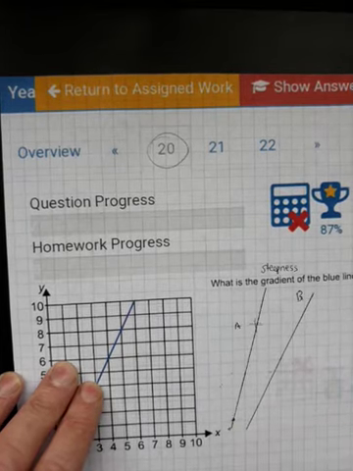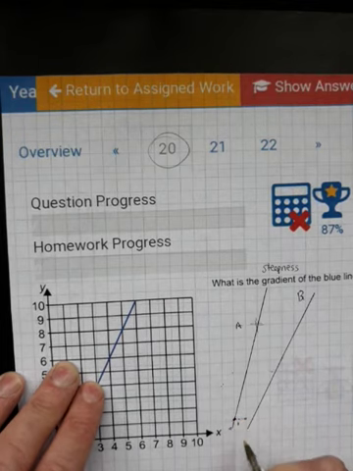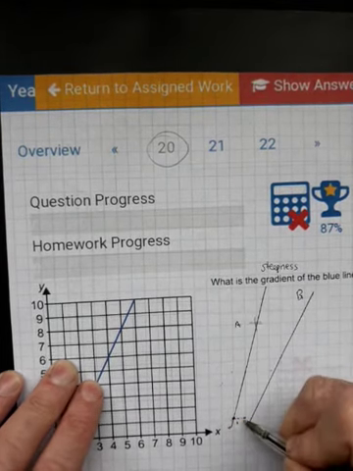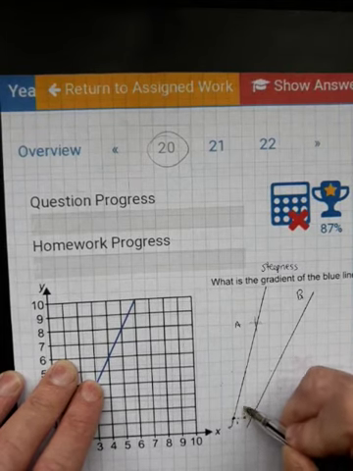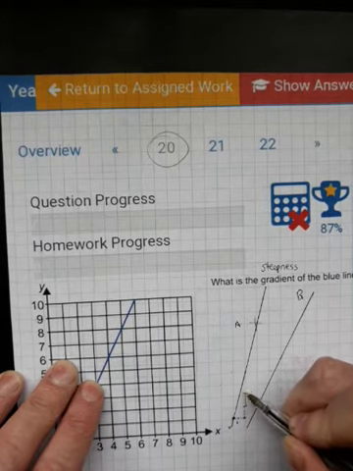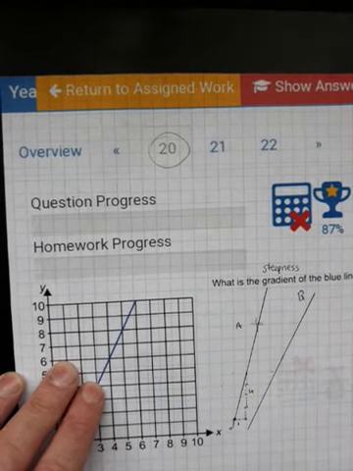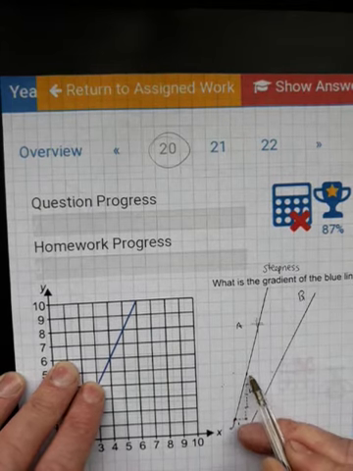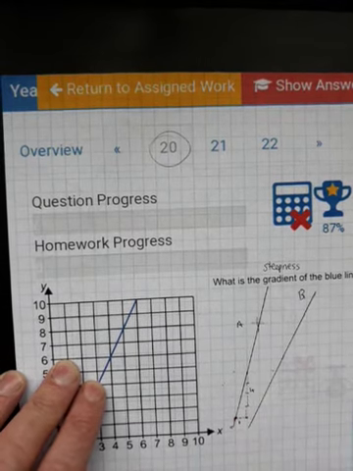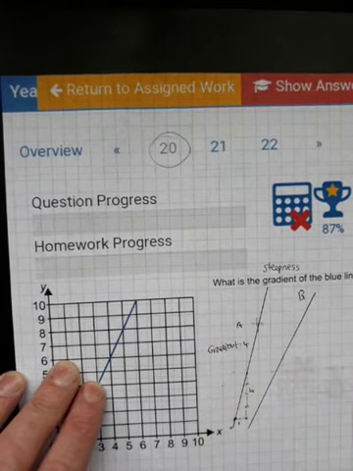That might sound a bit of a mouthful, but let's go from that point. Let's go 1 unit horizontally, and do this with dotted lines. I get to this point here, so I've gone 1 unit horizontally. In that space, how far has that line climbed vertically? It's climbed 1, 2, 3, 4. So for every 1 unit it's gone horizontally, it has gone vertically 4 units. That makes it a gradient of 4.